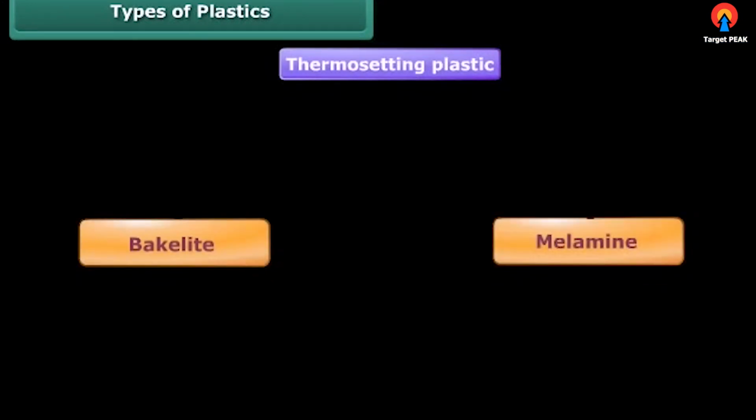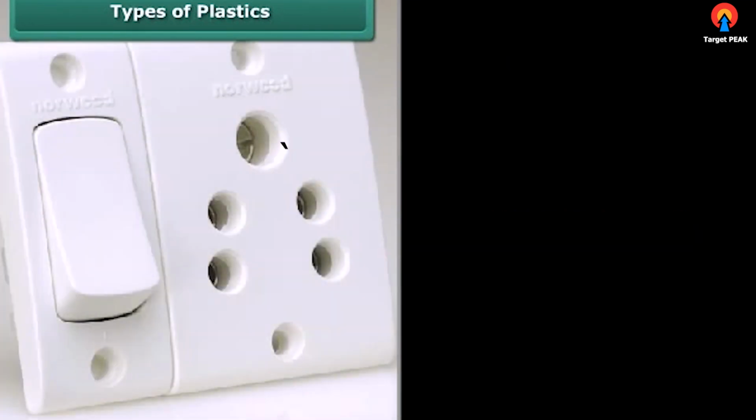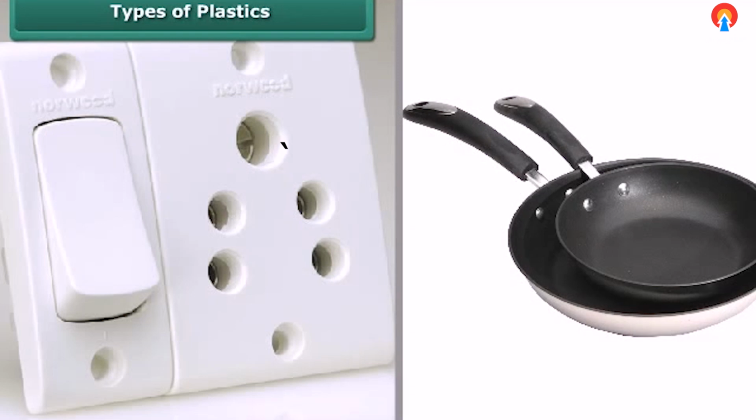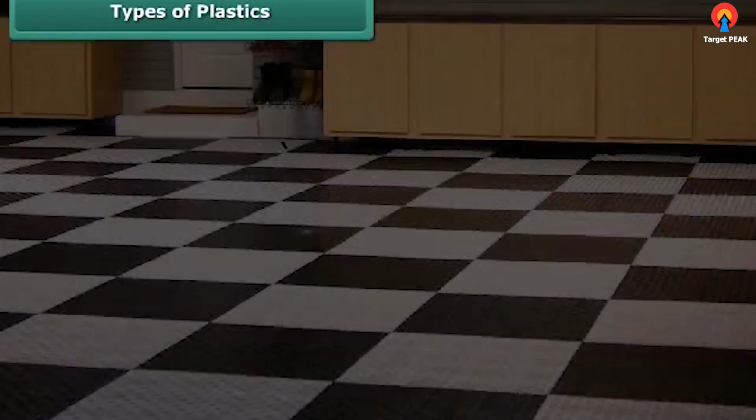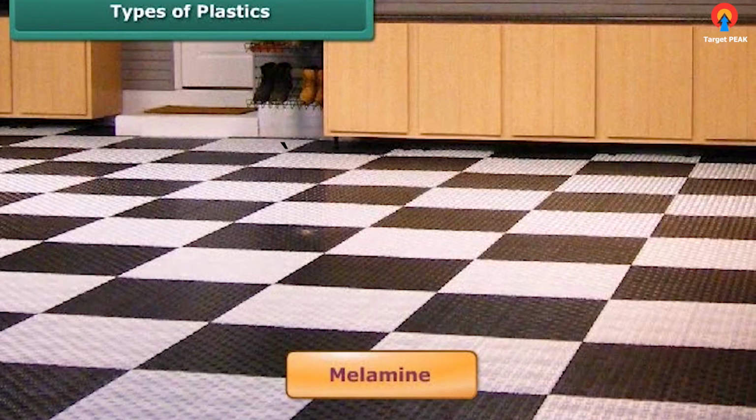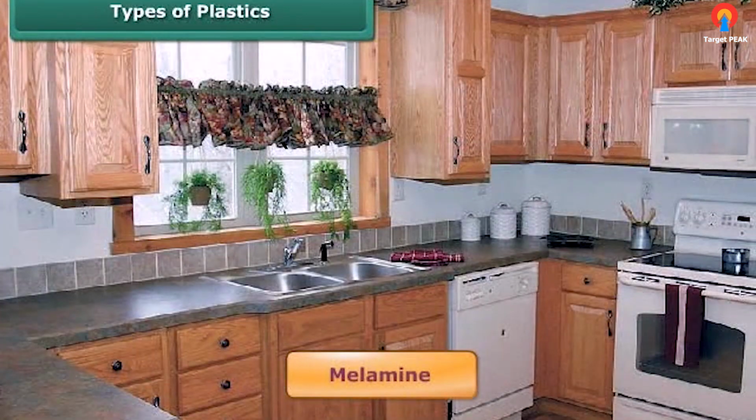Bakelite and melamine are two examples of thermosetting plastics. The familiar electrical switches and handles of utensils are made of bakelite as it is a poor conductor of heat and electricity, whereas melamine is used for making floor tiles and kitchenware and certain fabrics as it is fire resistant.